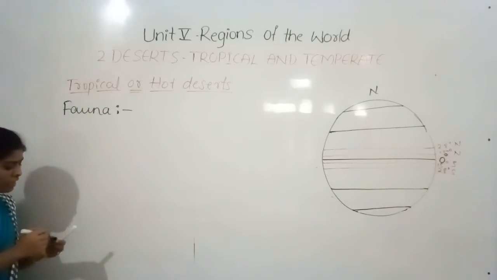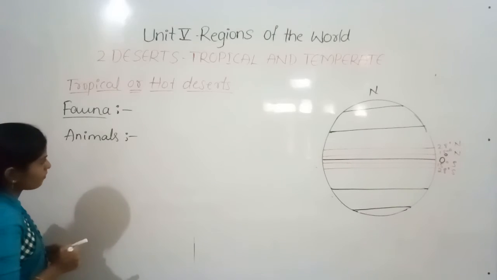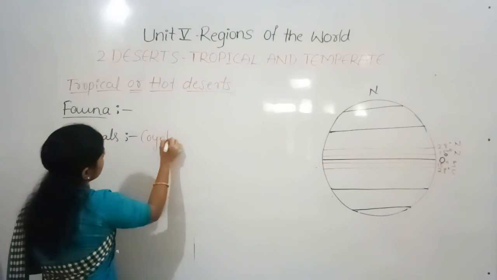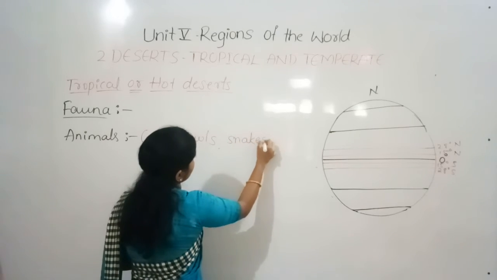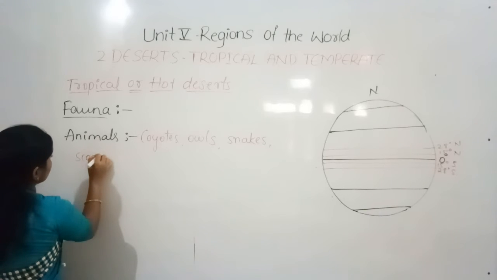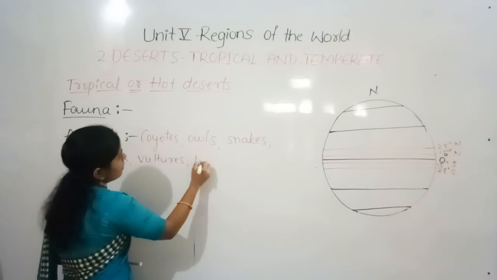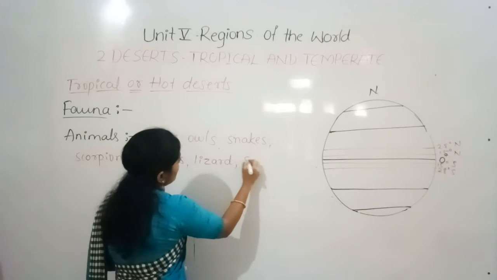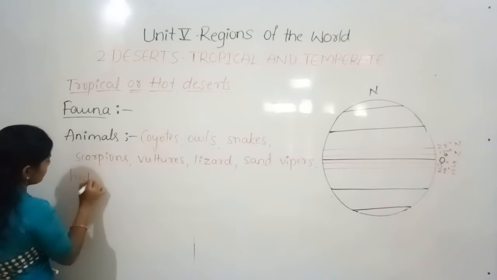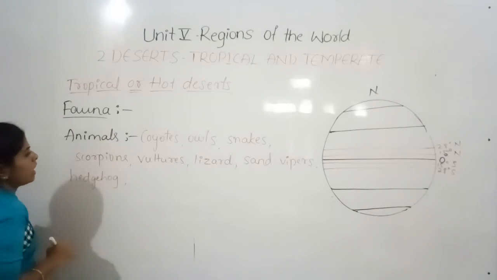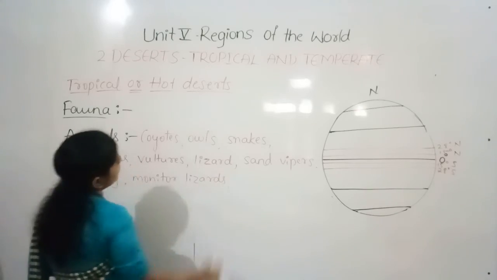Now the animals. Some animals we can see in this region are coyotes, owls and snakes, scorpions and vultures, lizards, sand vipers, hedgehogs, and the monitor lizards.